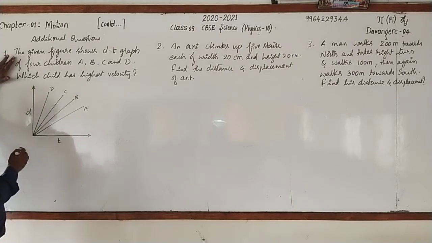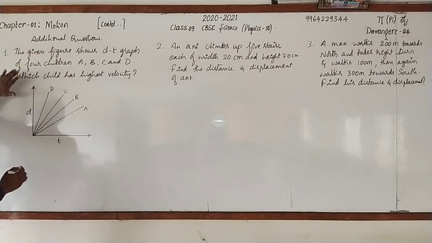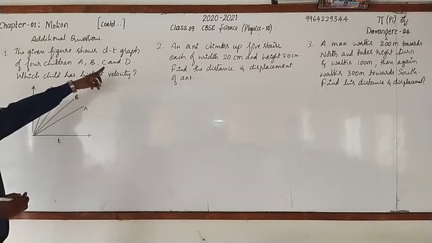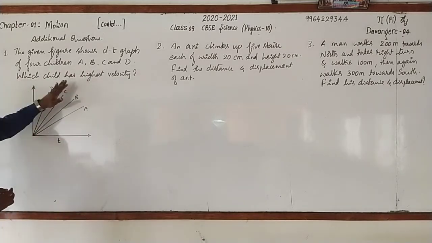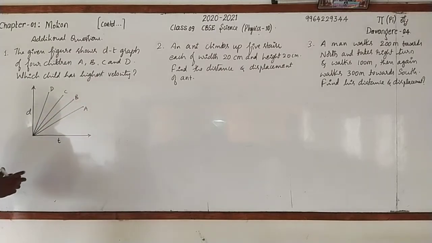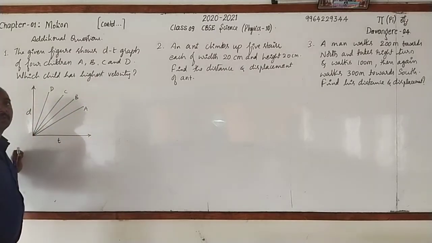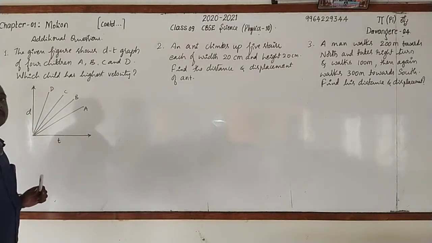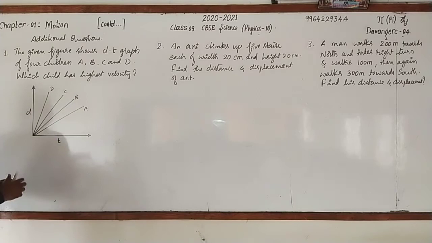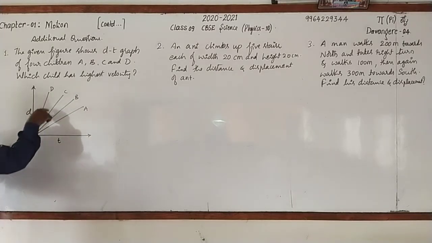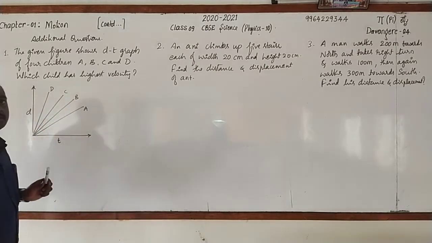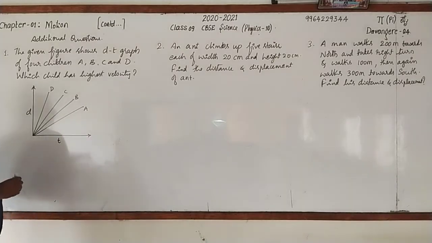The very first one, observe. The given figure shows the distance-time graph of 4 children A, B, C and D. Which child has the highest velocity? Dear students, we have already come to know that the slope of the distance-time graph is nothing but velocity. Which of A, B, C and D has the highest slope? That we have to find out.